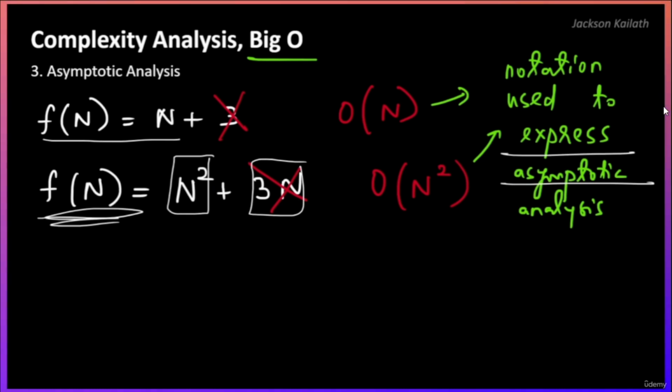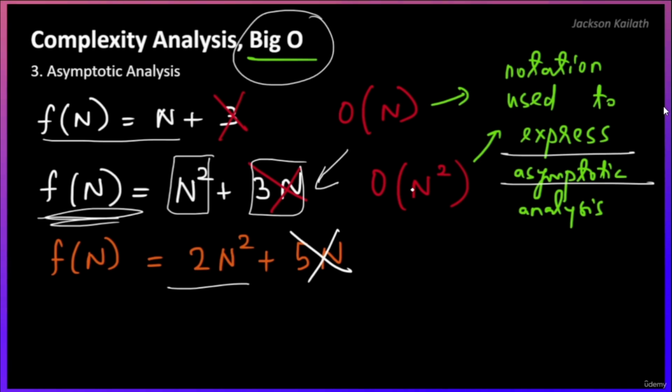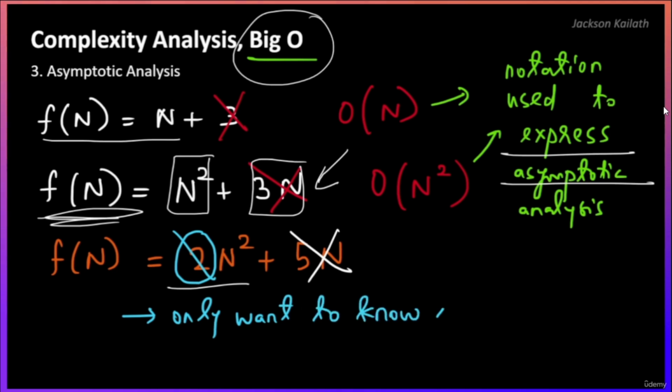Now let's take a look at another example. Let's say f of n is equal to 2n square plus 5n. Because of the same reason, because this is insignificant compared to this, we can eliminate it. So 5n can be eliminated, and we are left with 2n square, and we only want to know the trend. Big O analysis is only interested in the trend, or how the number of operations or the runtime of the algorithm will increase as the input scales. So we can get rid of this constant as well, and we are just left with n square.